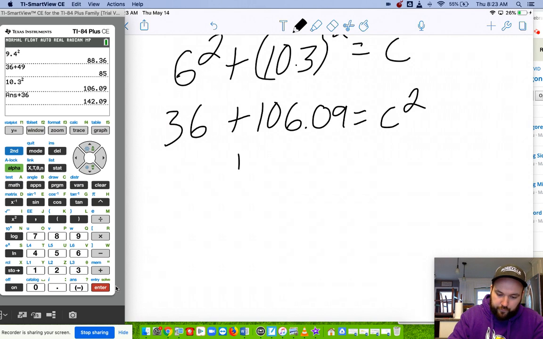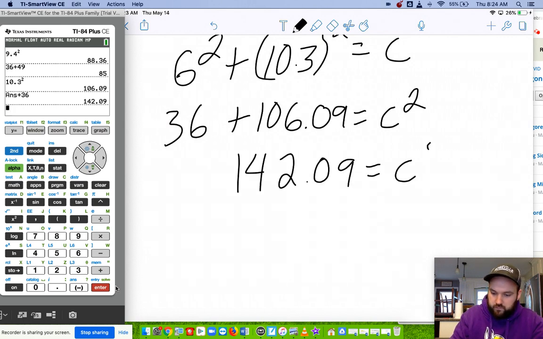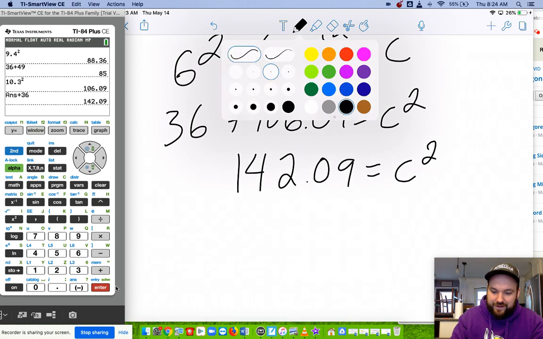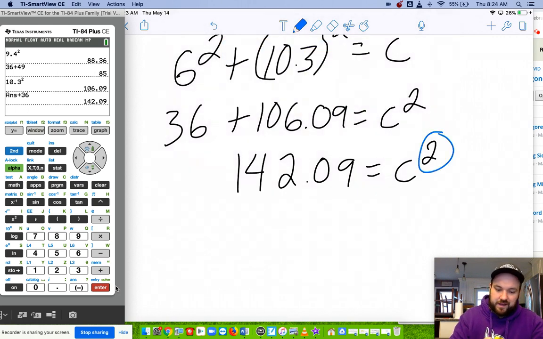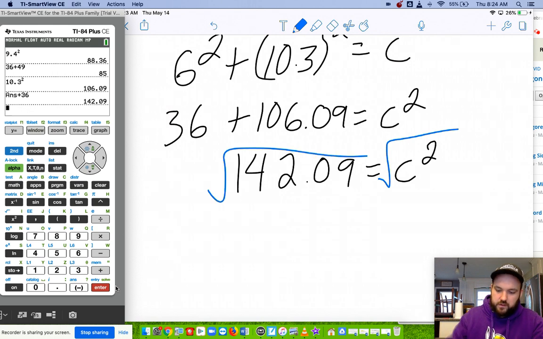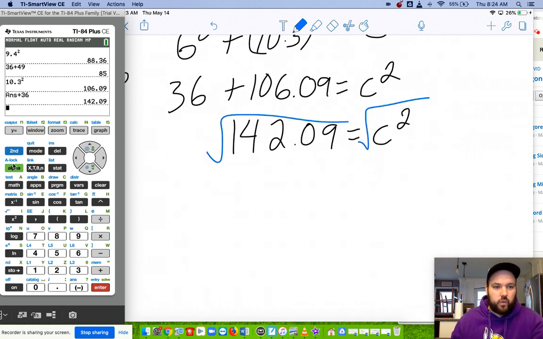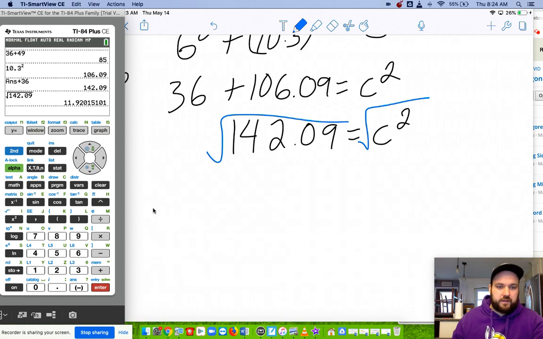Now, if I add those two up, I'm going to take that number plus 36, and I get 142.09. Now, we know algebraically, to get rid of a second power, or to get rid of squaring something, I'm going to square root both sides. So I need to take the square root of 142.09. And then you get this big long decimal.